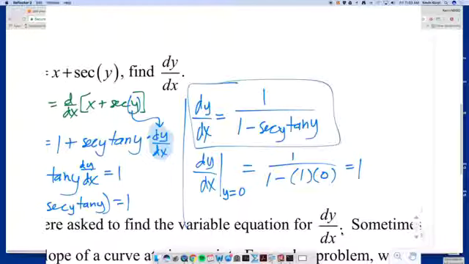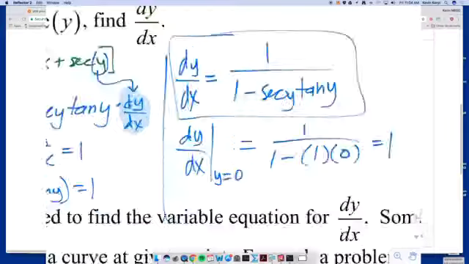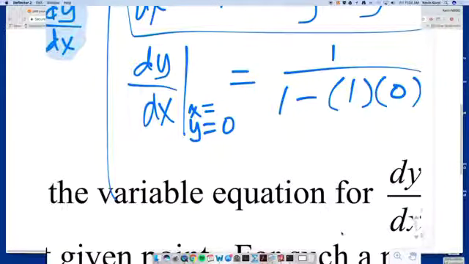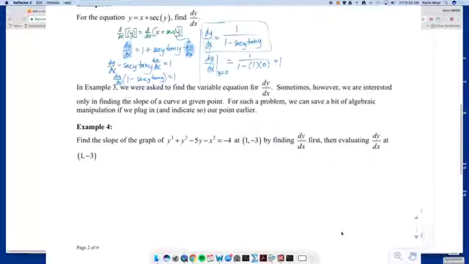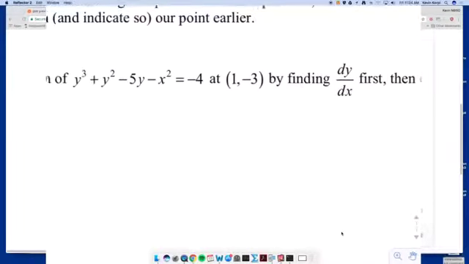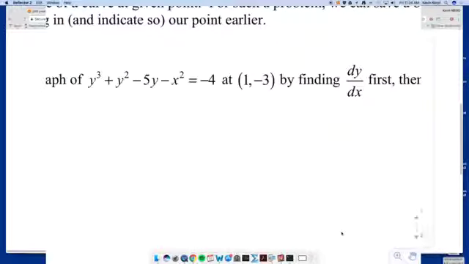We'll see one like that coming up. You could put x equals something, y equals something, or you can just list it as an ordered pair. Okay. All right. Any questions on the first one? So far, so good. Implicit differentiation. Letter 4. Find the slope of this graph at (1, -3) by finding dy/dx first and then plugging in.